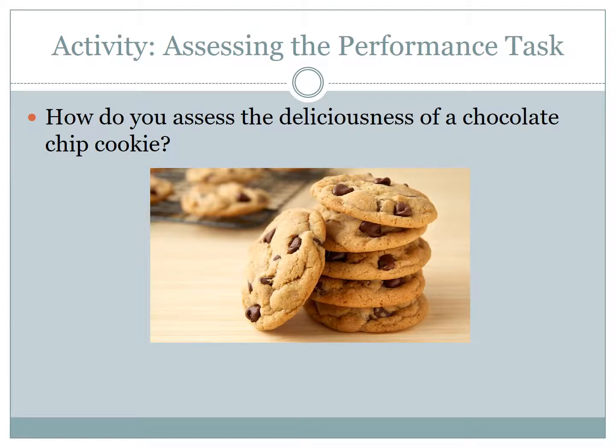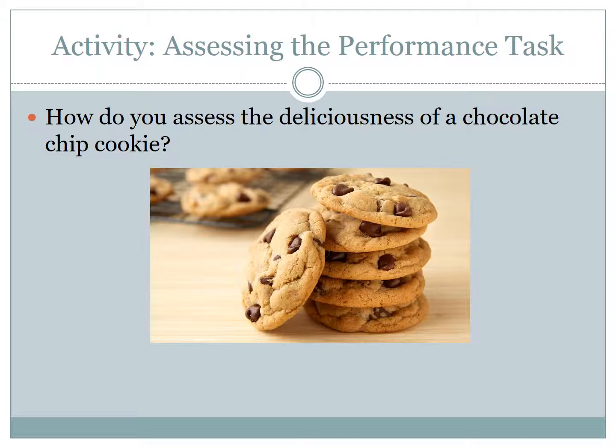So this week in the discussion board, you're going to have to do an activity to design a rubric to assess the deliciousness of a chocolate chip cookie. So how do you get started with that? Well, first of all, you might start to think about what would be the best type of chocolate chip cookie you could eat. What would be the criteria by which you would judge it?